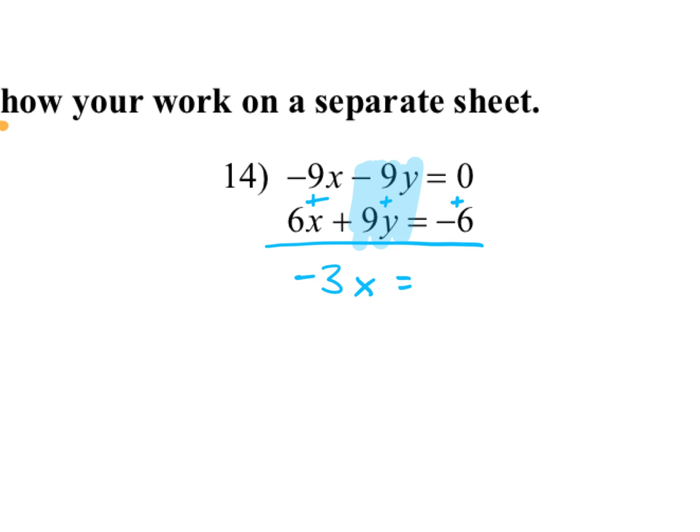A lot of people made this mistake on the quiz where they just forgot a negative. So negative 9 plus 6 would be negative 3. And that threw off the whole rest of their answer. So just be careful with your signs. And 0 plus negative 6 would be negative 6. Then we divide by negative 3. So what does x equal? 2. How do we find y?